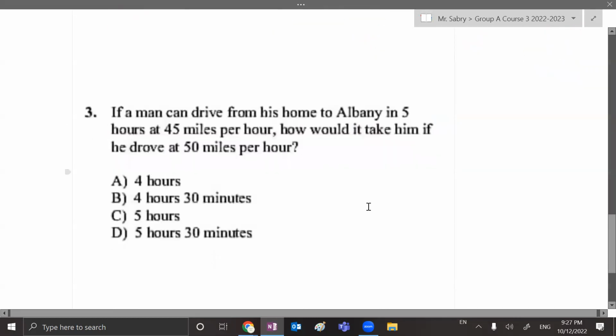If you check number 3, if a man can drive from his home to Albany in 5 hours at 45 miles per hour, it will take him 5 hours driving at a speed of 45 miles per hour. How long would it take him if he drove at 50 miles per hour? So if x is now 50, what's the value of y? We'll do the same thing. We'll do x times y in order to find the k.